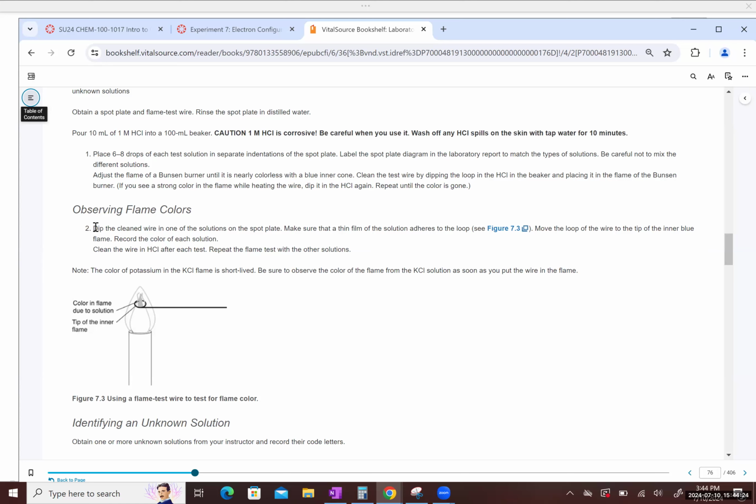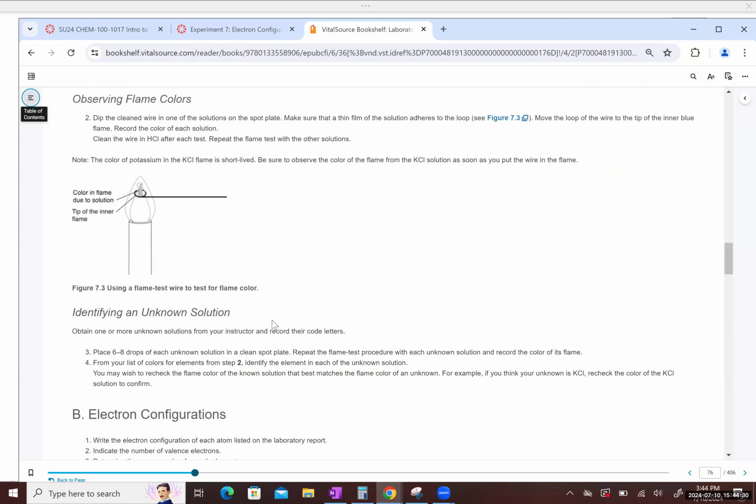So we're going to be doing the flame test for a series of known solutions, and then we're also going to identify an unknown solution by observing the flame test colors for those unknown solutions and then matching the unknown solution to one of our known solutions.